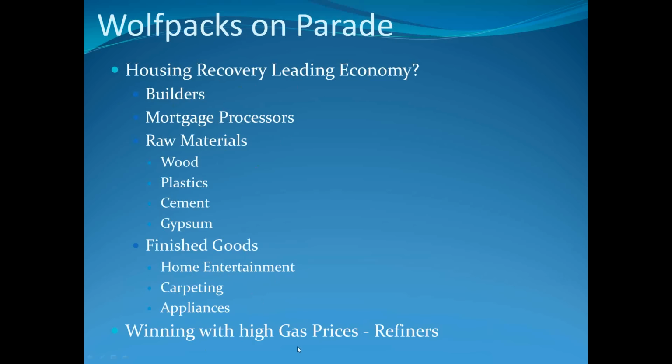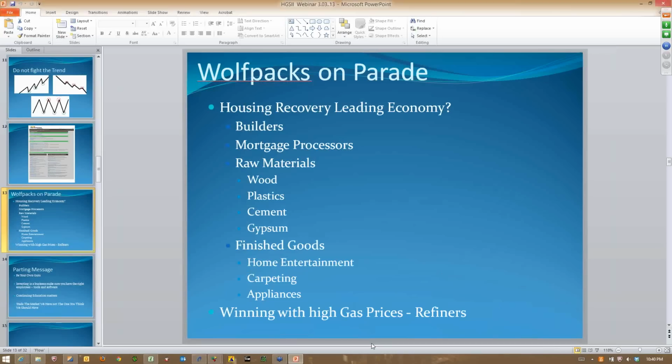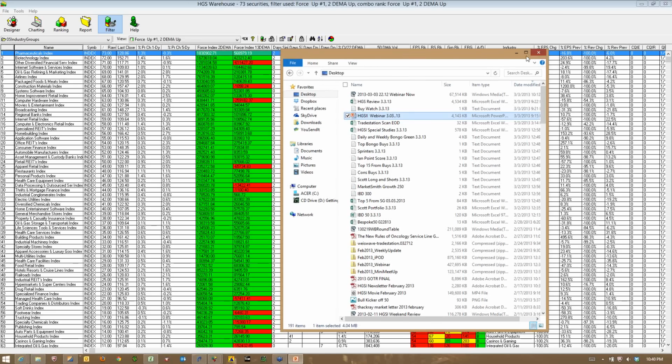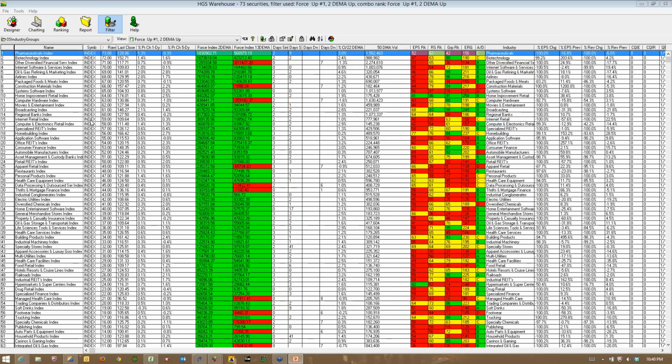And then because of the high gas prices, and perhaps some of the downtime, some of the Sandy effect, and some refinery problems, refiners are kicking, excuse my French, ass right now. So let's take a look at, from a top-down perspective, what's really working.